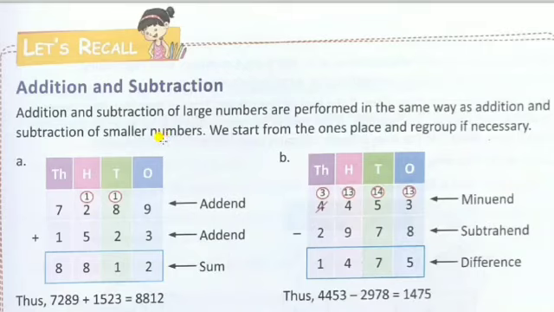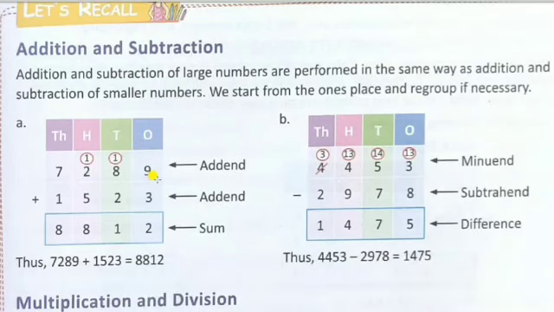So again we are starting with the recap. We start from ones place and regroup if necessary. Means whenever you are performing an addition, you have to always start from the ones place. See, ones place is here. You can indicate ones place. We are starting our addition part with ones place.